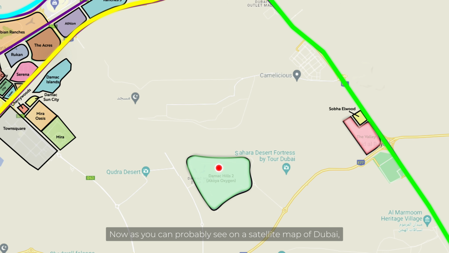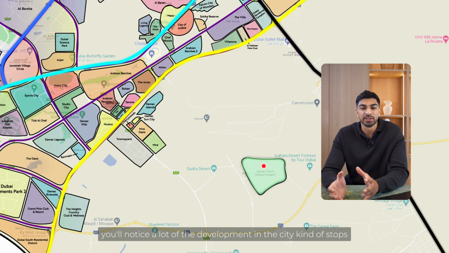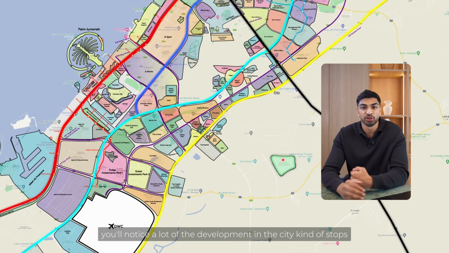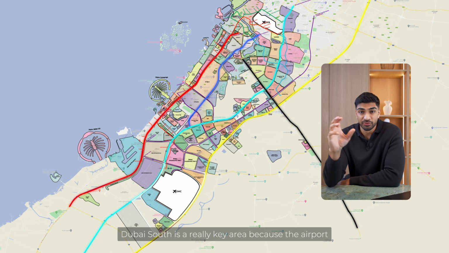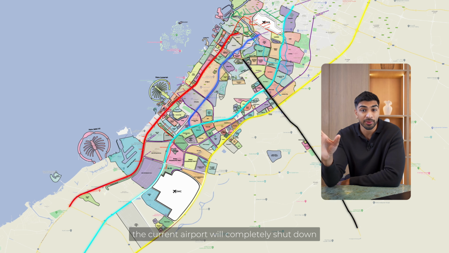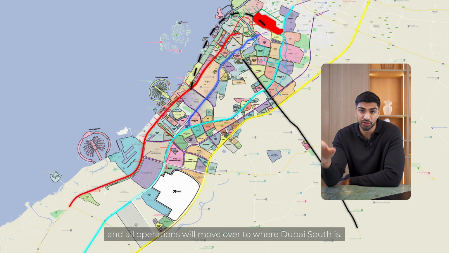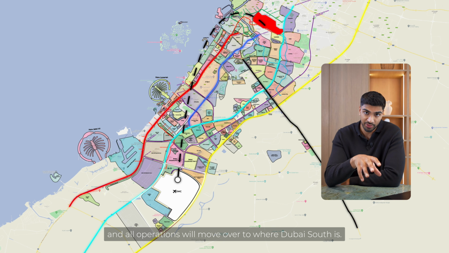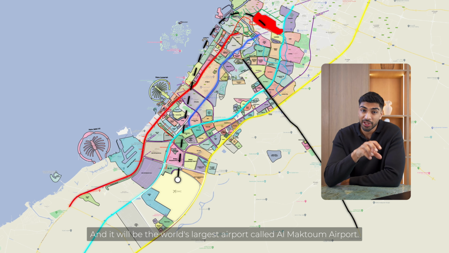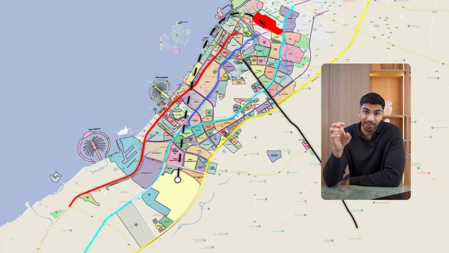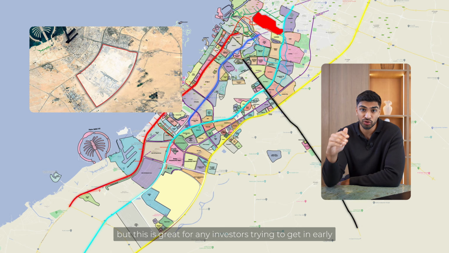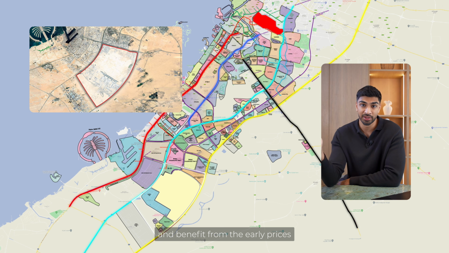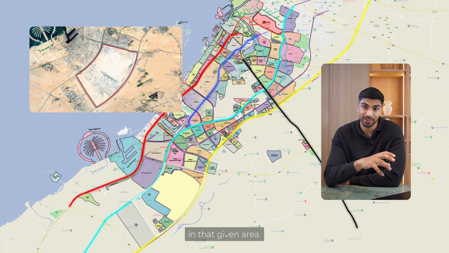Now, as you can probably see on a satellite map of Dubai, a lot of the development in the city stops just before we get into what we call Dubai South. Dubai South is a really key area because the airport I mentioned earlier, the current airport, will completely shut down and all operations will move over to Dubai South. It will be the world's largest airport, called Al Maktoum Airport. As you can see, right now it's pretty underdeveloped, but this is great for any investors trying to get in early and benefit from the early prices as the market continues to rise in that area.